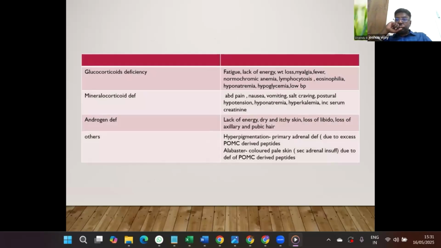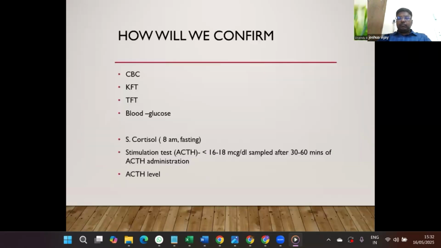So you can see here that glucocorticoid deficiency causes fatigue, lack of energy, weight loss, fever, normochromic anemia, lymphocytosis, eosinophilia, hyponatremia, hypoglycemia, and low BP. Mineralocorticoid deficiency causes abdominal pain, nausea, vomiting, salt craving, postural hypotension, hyponatremia, again hyperkalemia, and increase in creatinine. Adrenal androgen deficiency can cause lack of energy, dry and itchy skin, loss of libido, loss of axillary and pubic hair. Others: hyperpigmentation in primary adrenal deficiency due to excess of POMC-derived peptides, which increases the pigmentation of new scars.